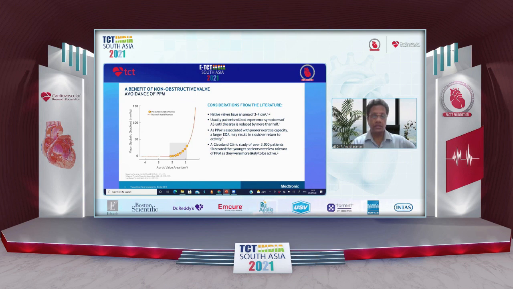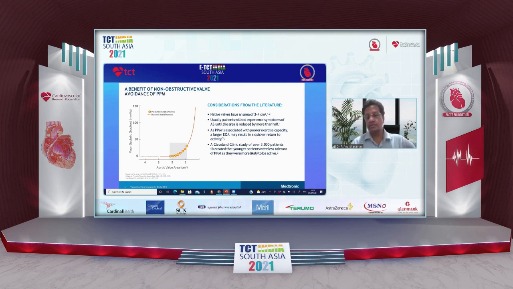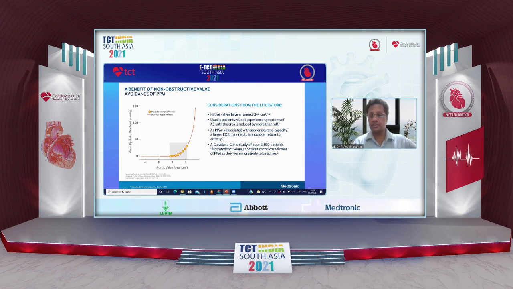Now, this is a fantastic curve that is shown here: the normal valve up to 4 centimeters squared. But anything below 2, then patients will start to have symptoms. There is a time they start to have symptoms, especially on effort. But if you see most of the prosthetic valves, it gives you a valve area of about 2.2 to around less than 1. So it's very important that you select the right valve for your patients based on the body surface area.